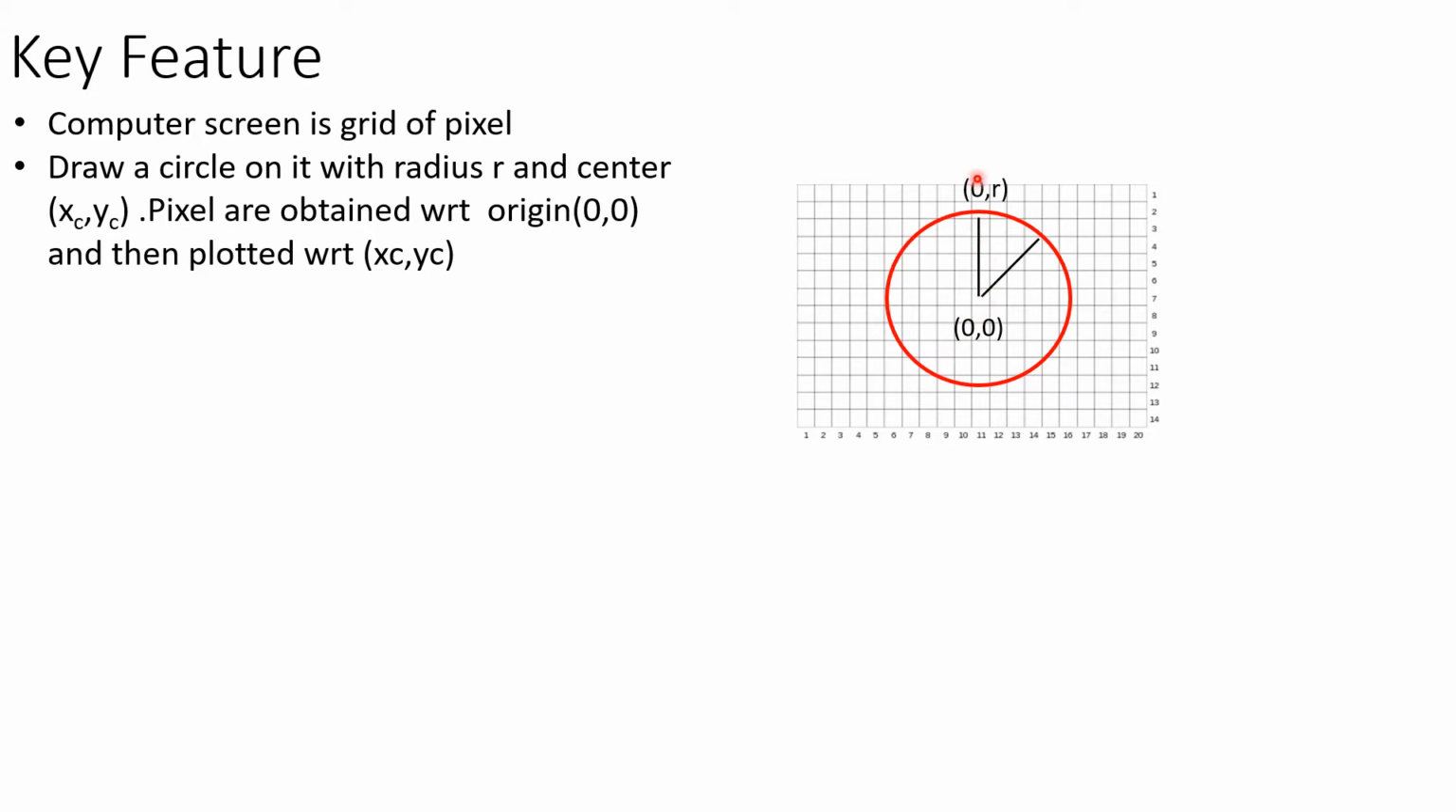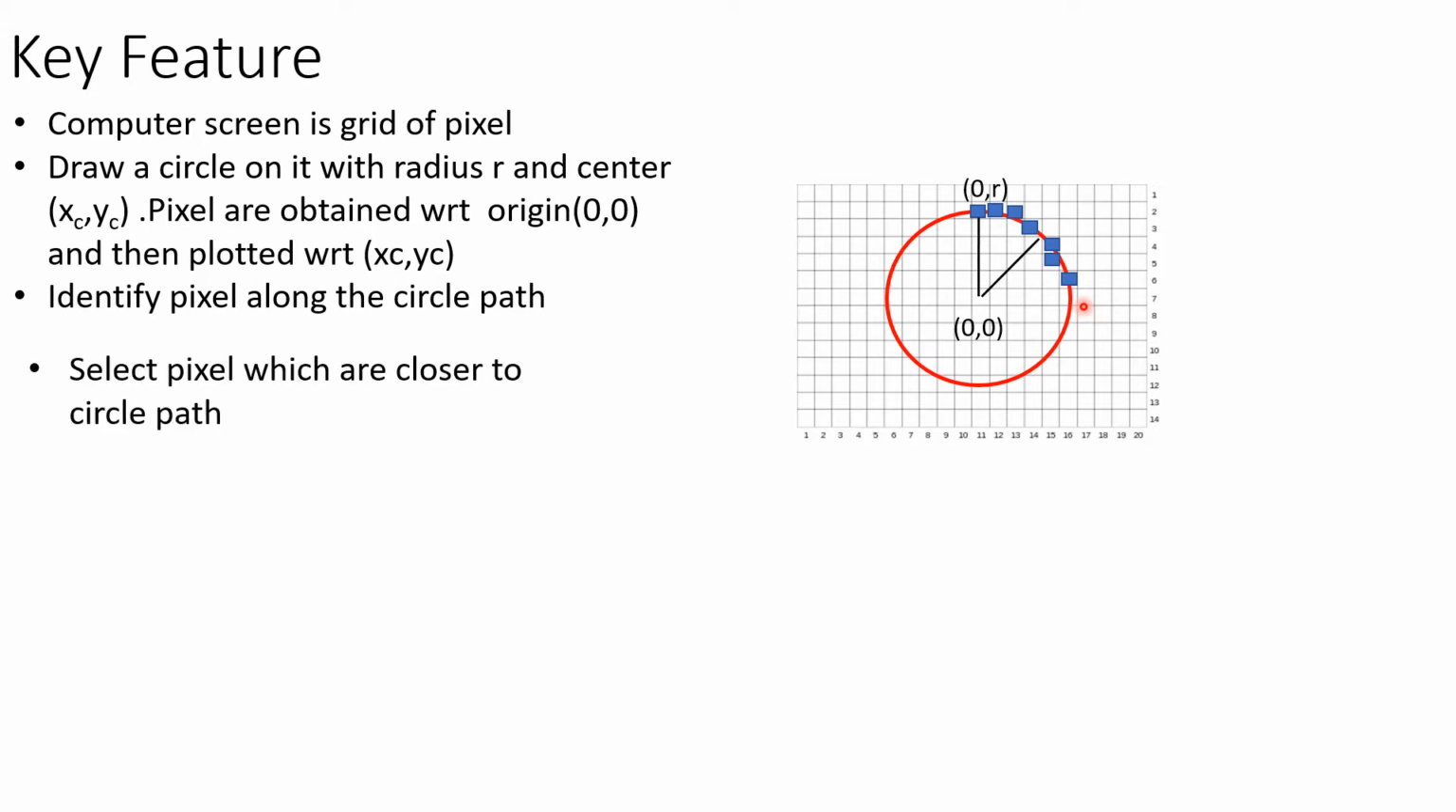The very first point on the circle will be 0, r, considering this as the x-axis and this as the y-axis. The objective of the algorithm is to identify these pixel positions along the circle path. Which pixels should be selected so that they lie on the path of a circle? As per the concept given by Bresenham, those pixels are selected which are very close to the circle path. The algorithm will identify the pixels closer to the circle path and those pixels will be plotted. That is the fundamental objective of Bresenham's circle drawing algorithm.